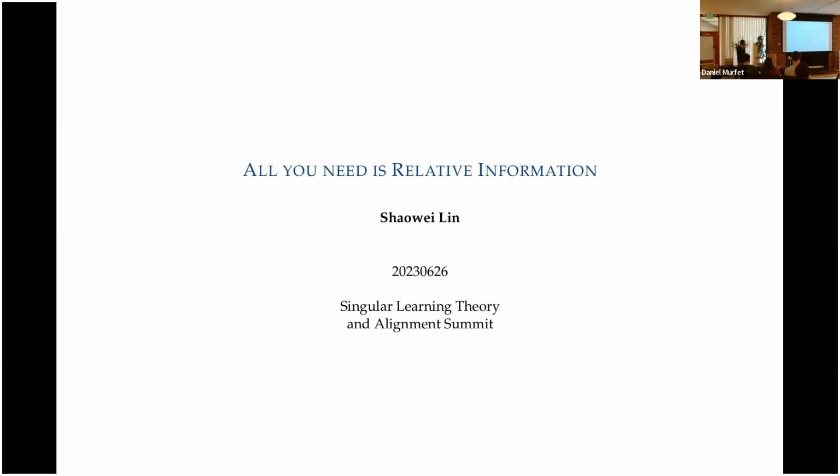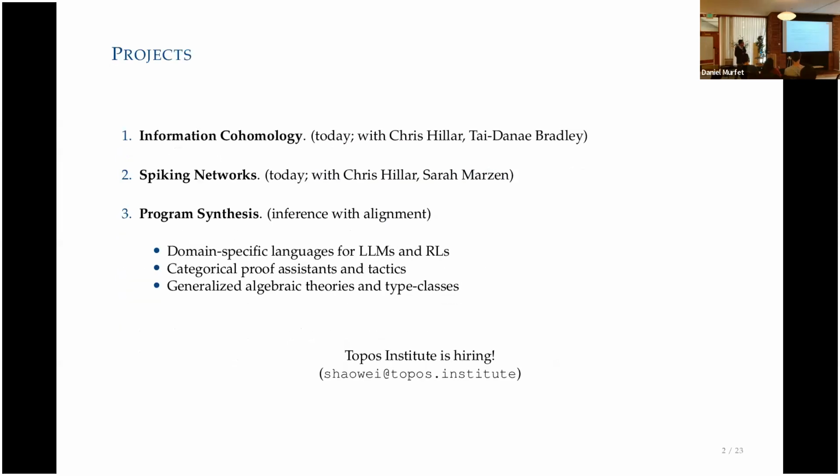So today, I'm going to talk about two projects. The first project is information cohomology, which is with Chris Hiller and also with Tai Dene Bradley. The second is on spiking neural networks. This is work with Chris Hiller and Sarah Mazen from Claremont College nearby. And third, I'm also very interested in program synthesis, but I'm not going to talk about that today. To me, that's about doing inference with alignment.